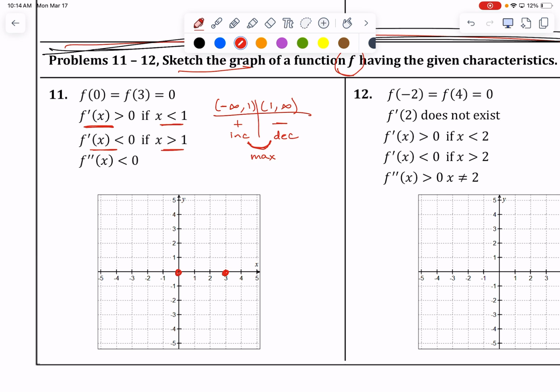Okay, so I got that. What else do I know? Is it concave up or down? I know that f double prime is less than 0. That's concave down, so the whole thing's concave down. So I'm going to reach a peak at 1, and it's always concave down. So it's going to have to look something like this. It's going to be a wonky parabola.